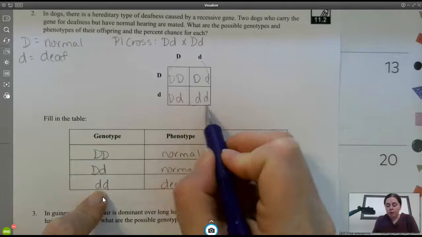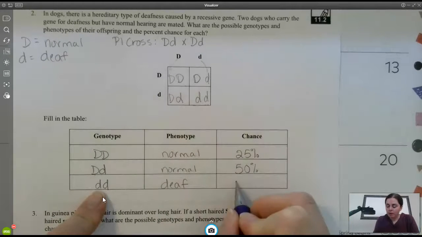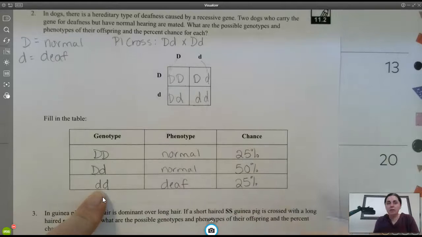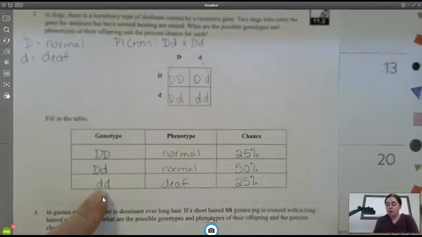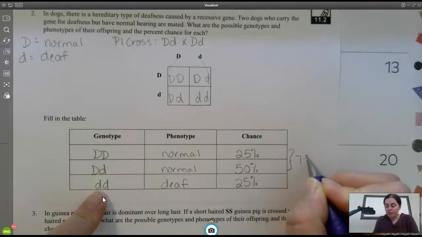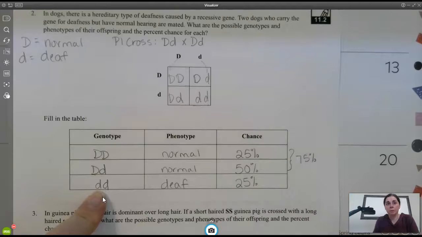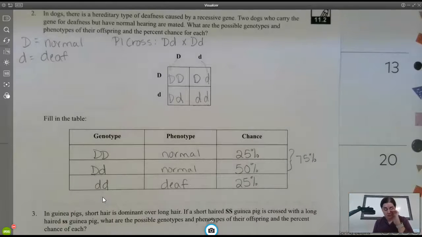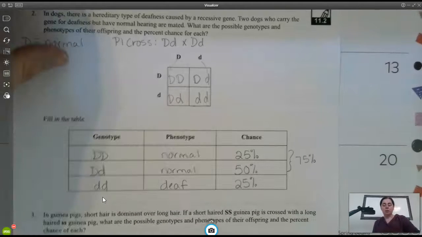Lastly, we have one box that is homozygous recessive, which means we have a 25% chance of having a deaf puppy. Total, we have a 75% chance of having a normal hearing puppy. Okay? Alright. Let's go on to number 3.